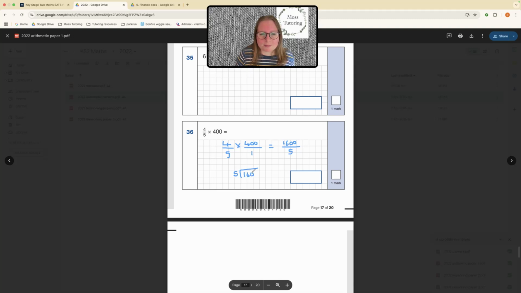As a bit of a bus stop division method. So 5 into 1 doesn't go. So 5 into 16 goes 3 times with 1 left over. 5 into 10 goes twice, and then there's no remainders. So 5 into 0 goes 0 times. So this answer must be 320. So well done if that's what you got as well.